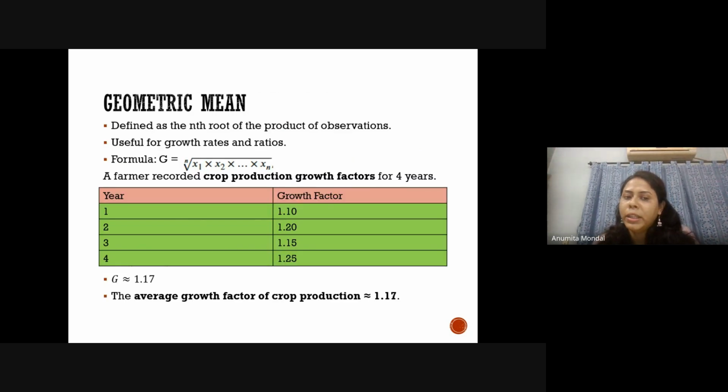Next one is geometric mean. Geometric mean is the product of the n observations and then taking their nth root. In this case, I take the example of some crop production growth factors for 4 years. The first is x1 = 1.12, x2 = 1.20, x3 = 1.15, and x4 = 1.125. If I multiply all the x1, x2, up to xn and then take the nth root, n is equal to 4. So your geometric mean will be 1.17.